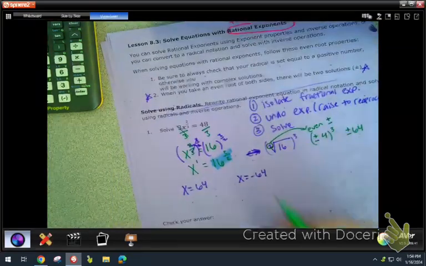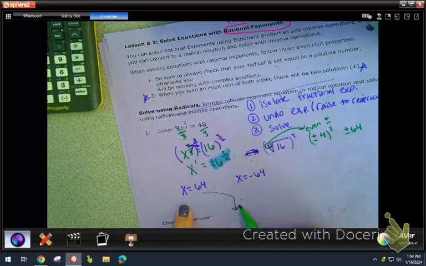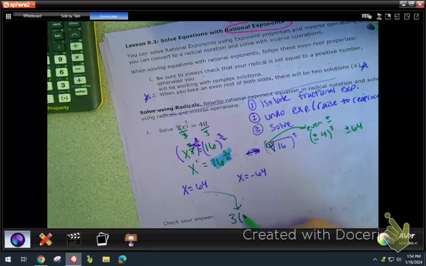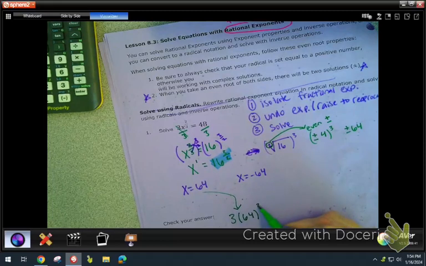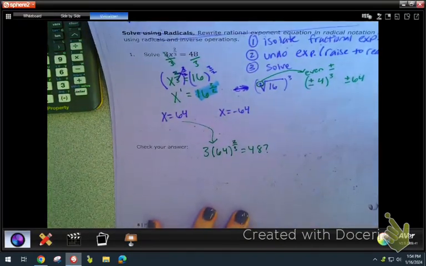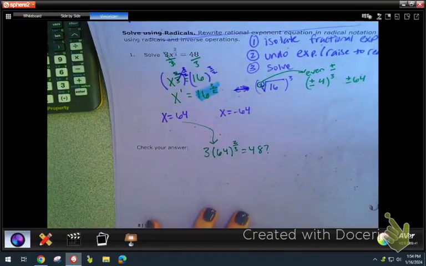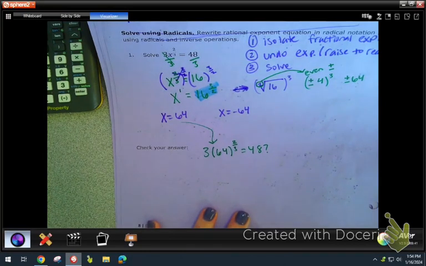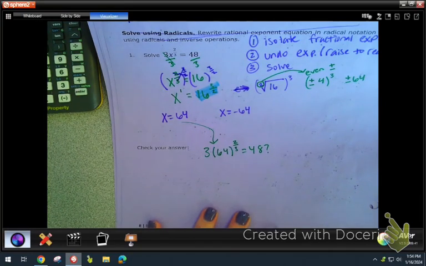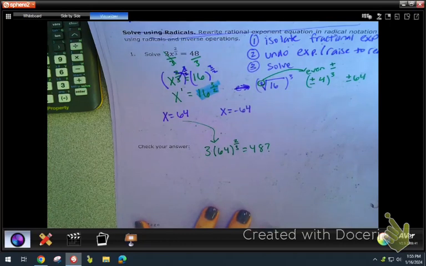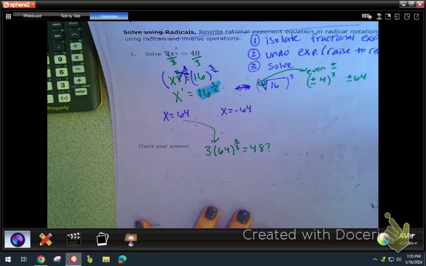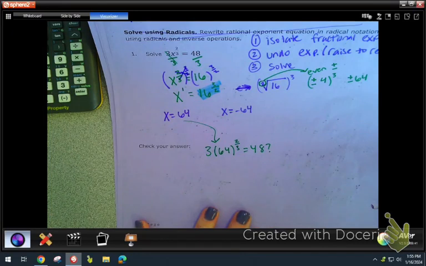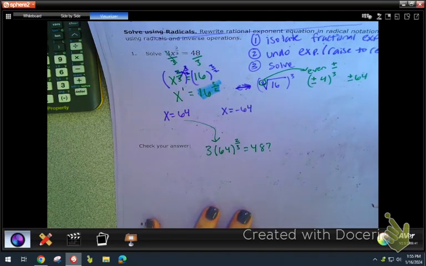We can do this here. Back to the original, let's check this one first. So 3 times 64 to the 2/3 power, is that equal to 48? That's what we're asking, so it's a little question mark. Okay, checking these is not always very fun because it is kind of a mental math mess here. But it's important to check your work. We've already talked about the value with these. You could have solutions that don't work. So we got to do that.